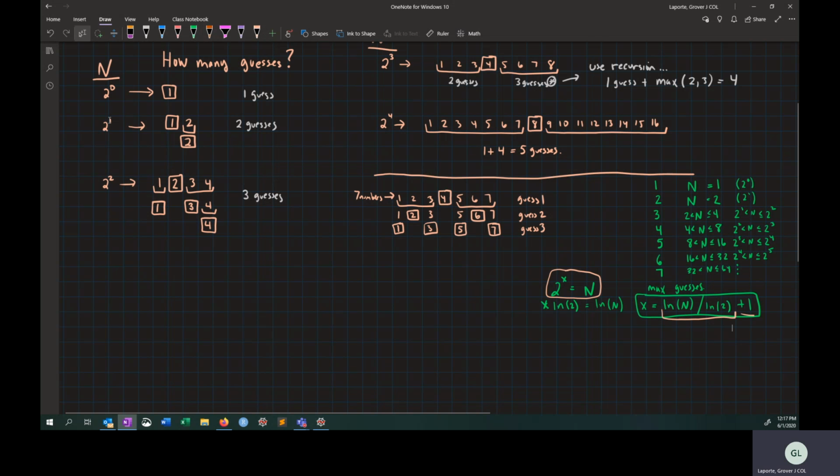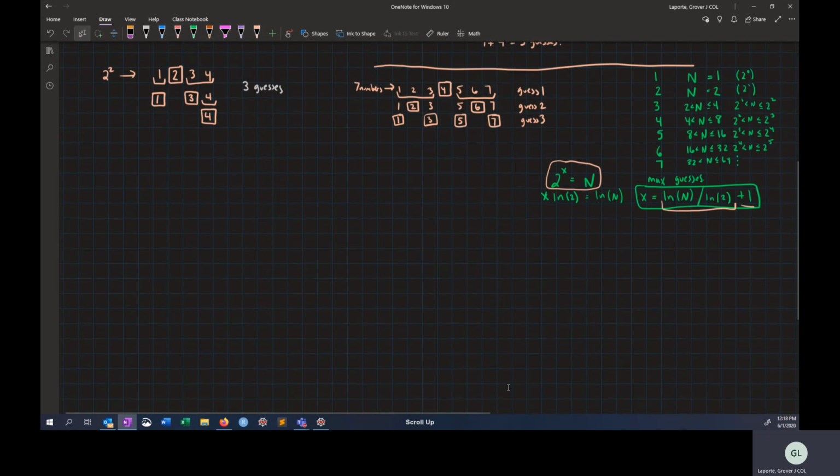So if you solved for it, remember this was 2 guesses when I was 2 to the 1, and that's what I'm doing here. I want to add 1 to the number. Okay, so this is the math behind that. When you see that natural log of n divided by natural log of 2 plus 1 in our code in a few minutes, you'll know that's where it's coming from. I'm trying to figure out, if you do things correctly, the maximum number of guesses that you would need in order to solve that sucker.